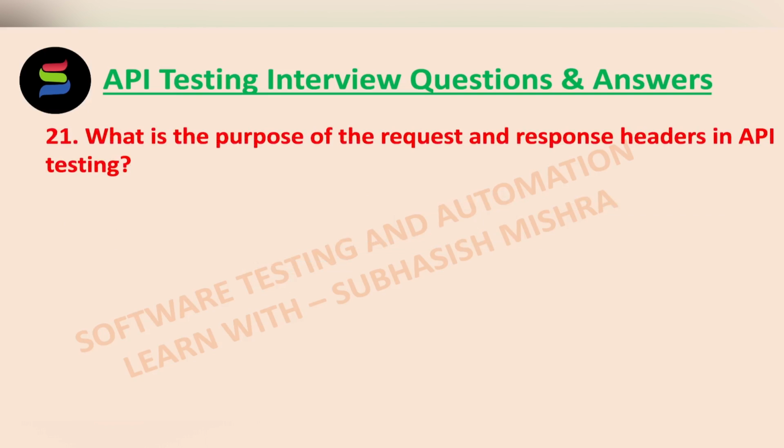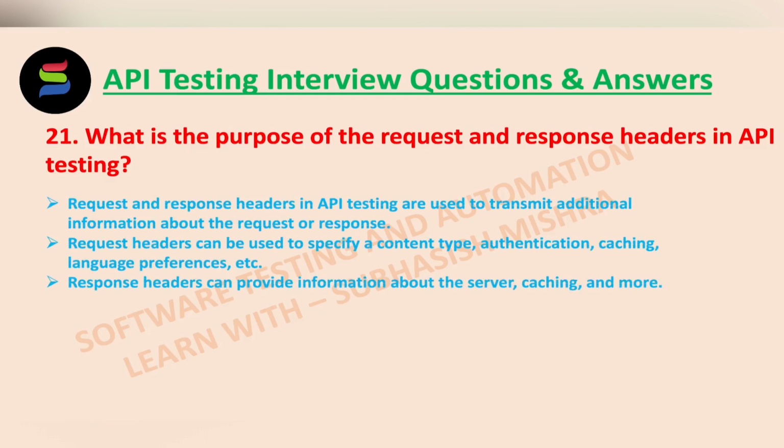What is the purpose of the request and response headers in API testing? So, request and response headers in API testing are used to transmit additional information about the request or response. Request headers can be used to specify a content type, authentication, caching, language preference and so on. So, what is this content type? Content type specifies the type of data being sent to the server in the request body.